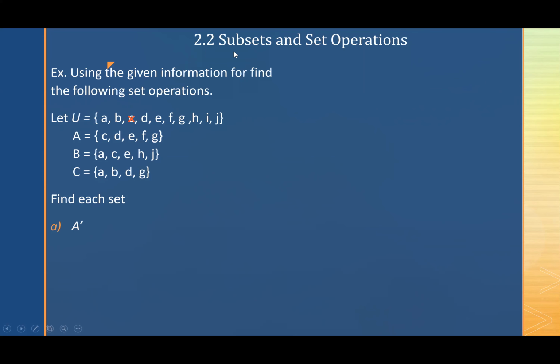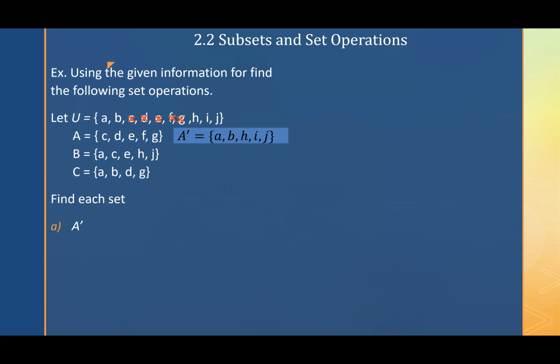Do you agree that C is in A? We don't want C. D is in A, we don't want D. E is in A, we don't want E, F, and G. Do you agree that these items are inside A? So basically A prime is whatever is not in A but is in the universe. We only compare to the universal set. So whatever is outside of A but in the universe, it doesn't matter if it's in B or in C, I don't care.